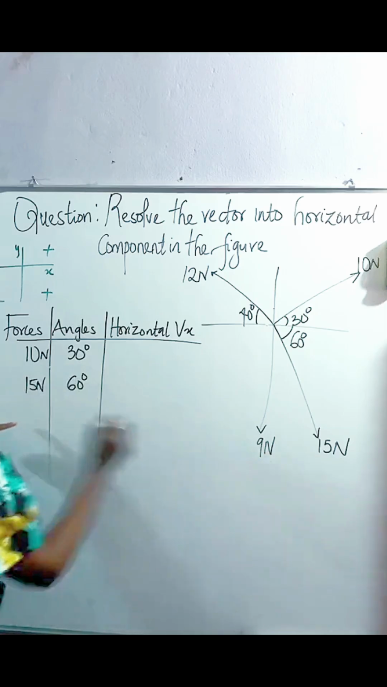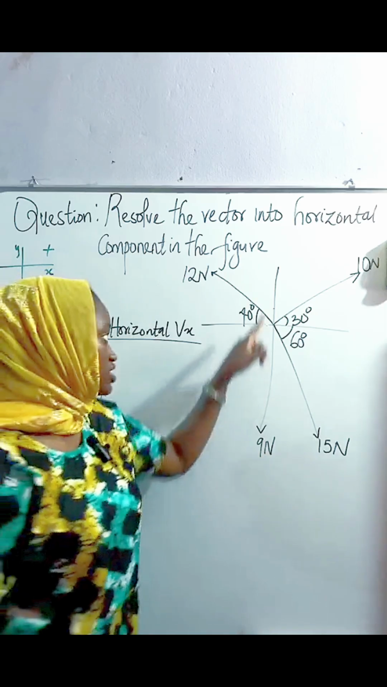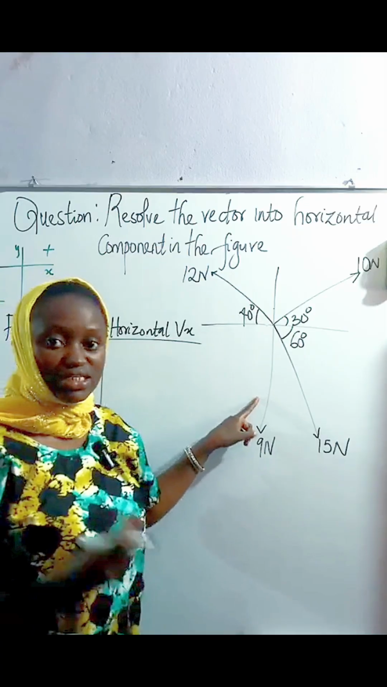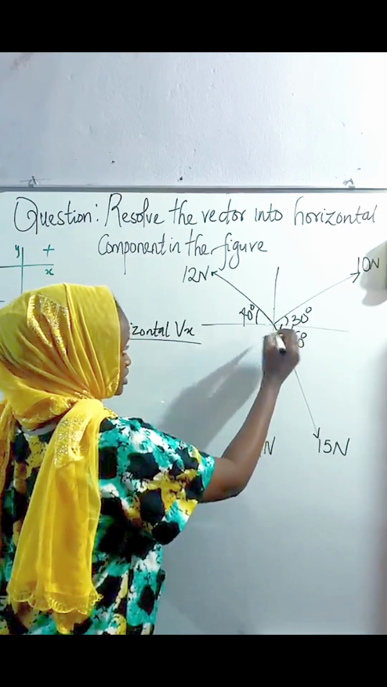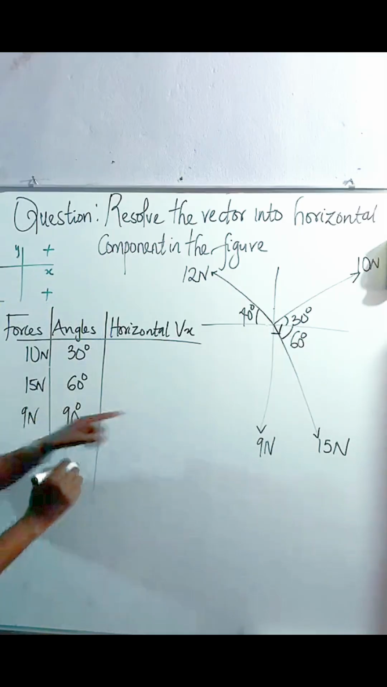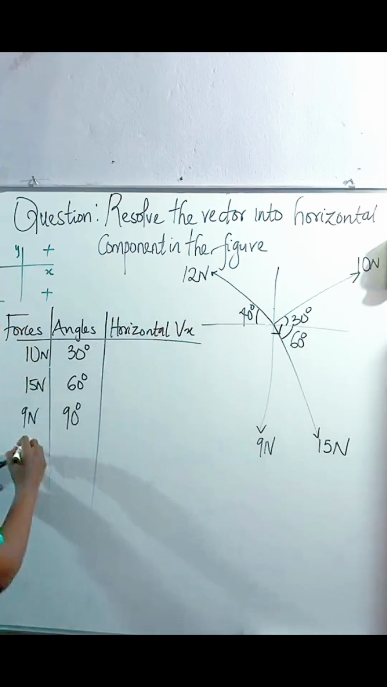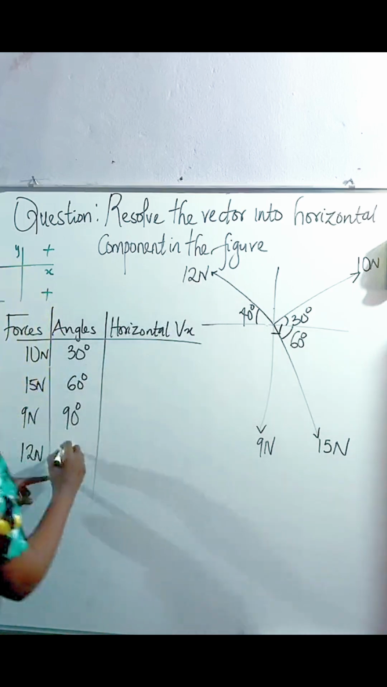The next one is 9 Newton as the force, and the angle for 9 Newton, because it's on the vertical line, is 90 degrees. And the last one, which is 12 Newton, we have 12 Newton here. The angle for 12 Newton is 40 degrees.